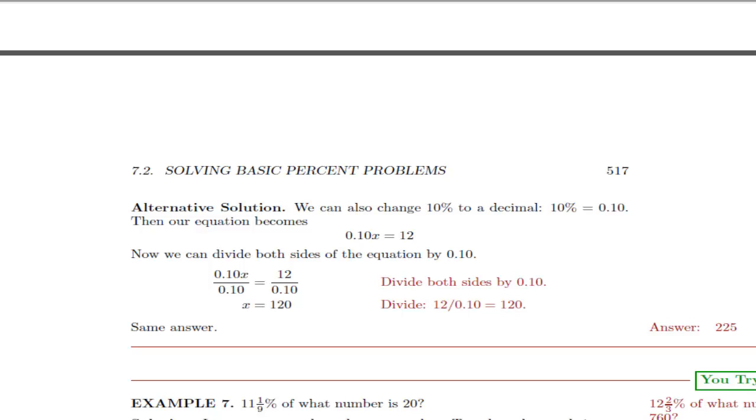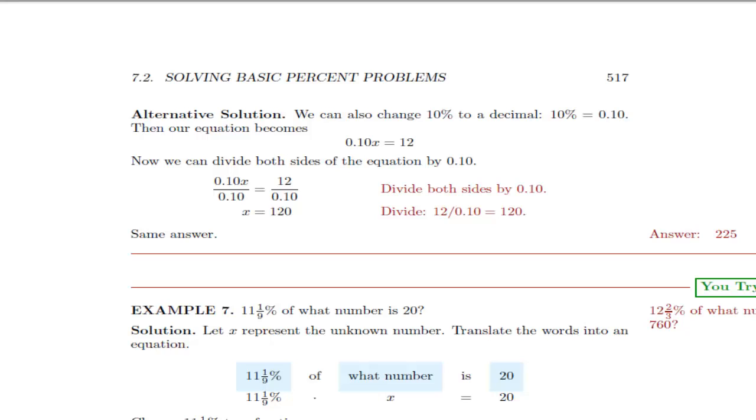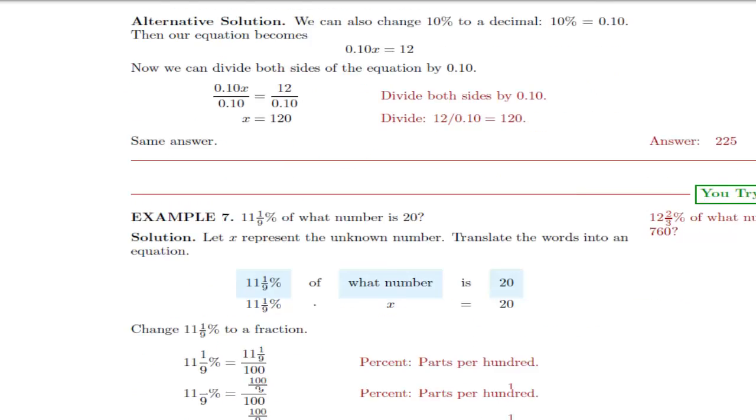10% equals 0.10. Then our equation becomes 0.10 times x equals 12. Now we can divide both sides of the equation by 0.10. On the left, 0.10 times x divided by 0.10 equals x. And on the right, 12 divided by 0.10 is 120. Hence, x equals 120, the same answer.